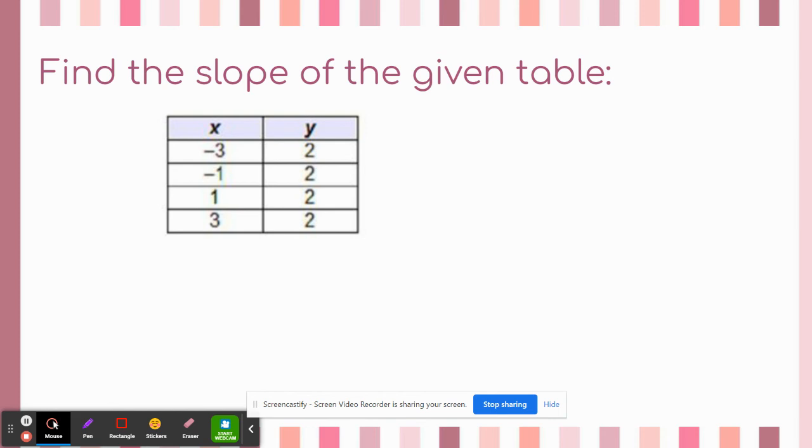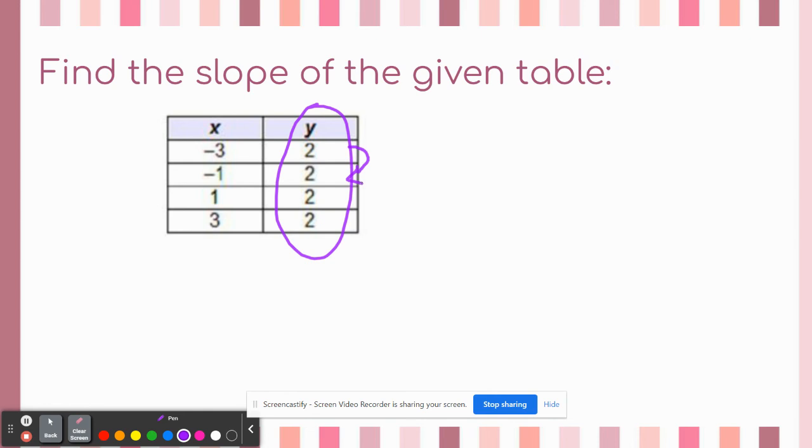Okay, find the slope of the given table. So feel free at any point to pause, try it yourself, and then check if you got it right. So we're going to find the change in y's first. So how far did I go from 2 to 2? Did I go up or down? Well, I didn't do either. I didn't change at all.